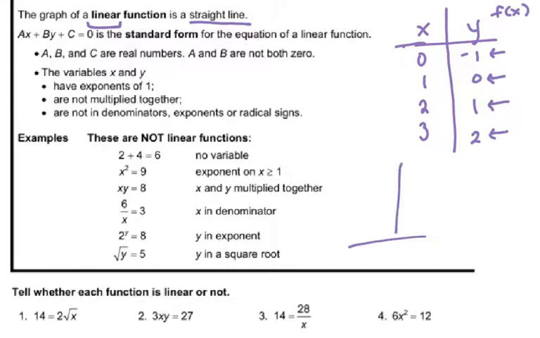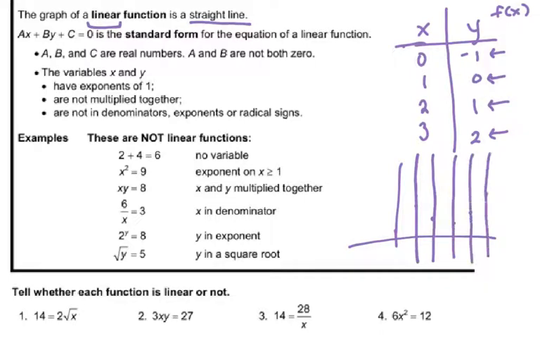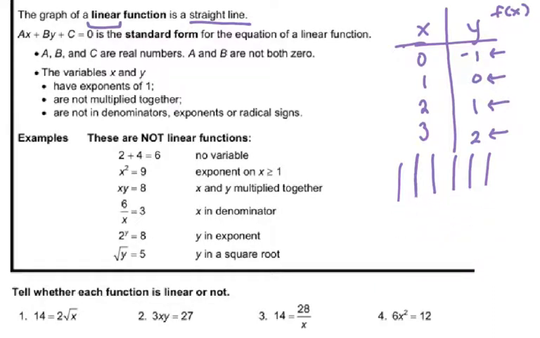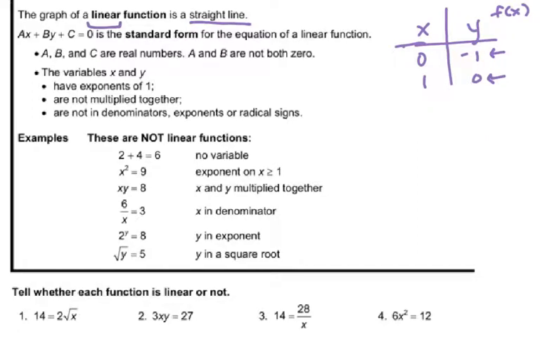Now, if you have a graph and you're trying to determine if it's a function, let's say that this is a graph. If I do a vertical line through any of the points, I'm not going to pass any other point. That's going to tell me that it is indeed a function. So that's how you can tell if it's a function. Now, a linear function is going to go in a straight line at all times.